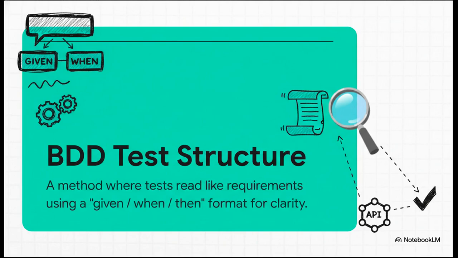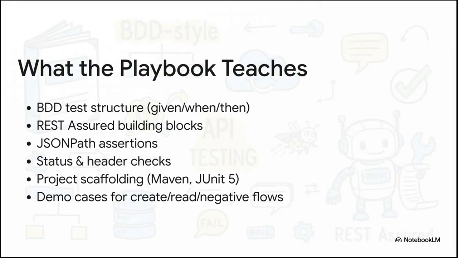By using this given, when, then format, literally anyone on your team, whether it's a product manager or a brand new developer, can read a test and understand exactly what the API is supposed to do. This completely transforms your tests from just cryptic code into living documentation. And that right there is the game changer. It gets rid of ambiguity, it makes collaboration way faster, and it cuts down on maintenance because the intent of every single test is crystal clear. So what are the actual skills you're going to walk away with?